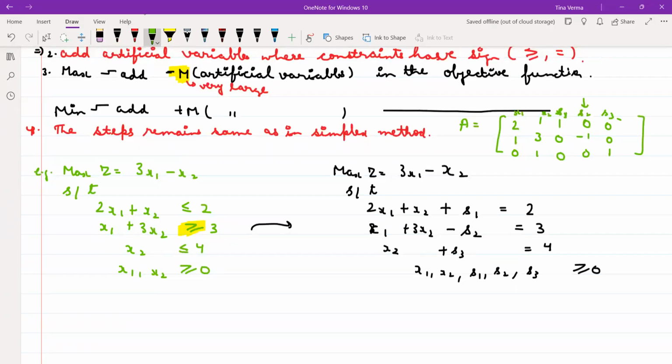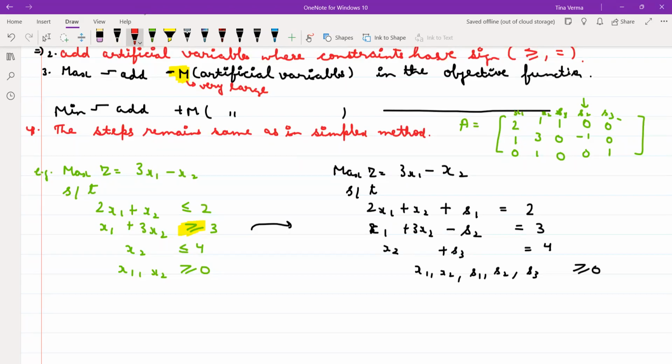So only this s2 is creating a problem, that it is not making your identity matrix. You cannot multiply with minus, because if you multiply with minus, your right hand side will become negative. So that operation you cannot do, if you have to add a surplus or slack variable, so you cannot multiply with the negative sign. So what is your big M method?